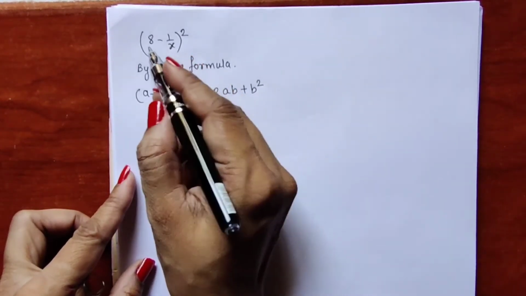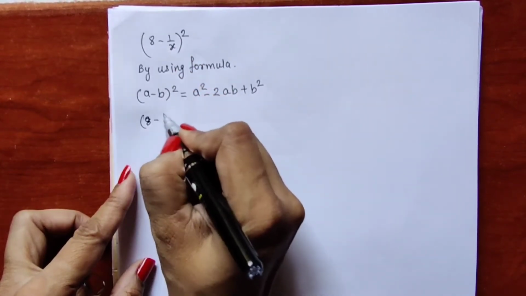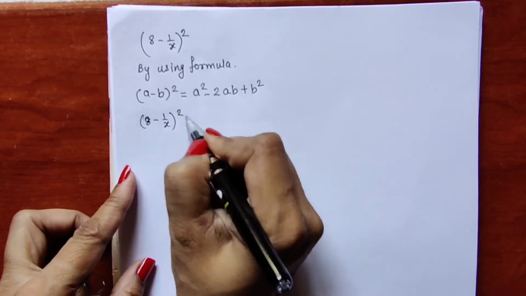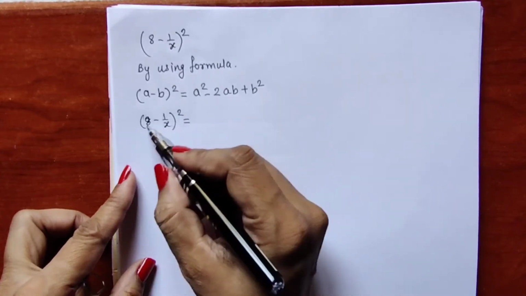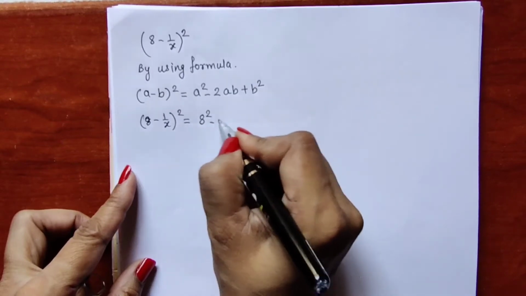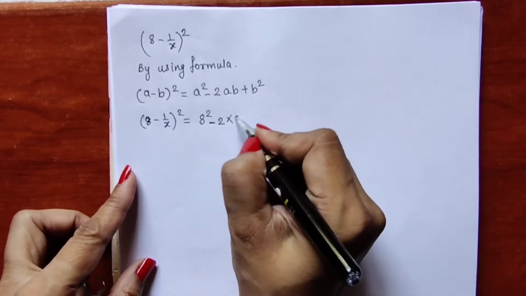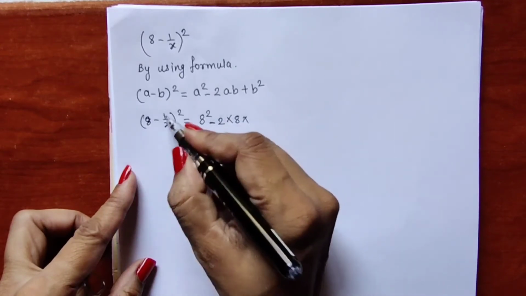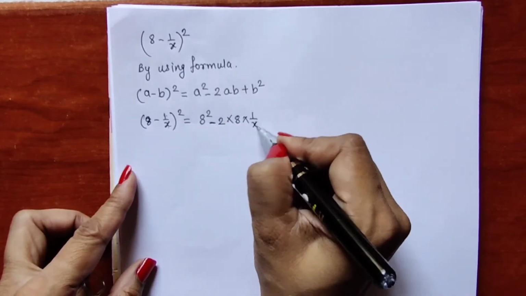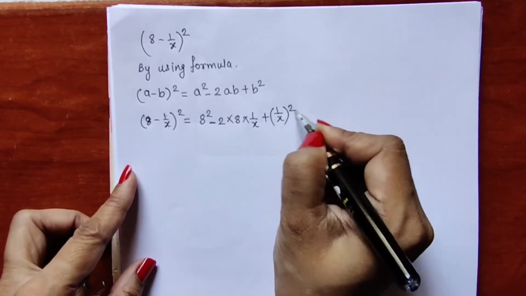So write the sum question here. (8 minus 1 upon x) whole square is equal to a square means first term square. Now the first term is 8, so it will be 8 square minus 2 as it is from the formula, multiply by a is 8, multiply by b is 1 upon x, second term is 1 upon x, plus second term square, (1 upon x) square.